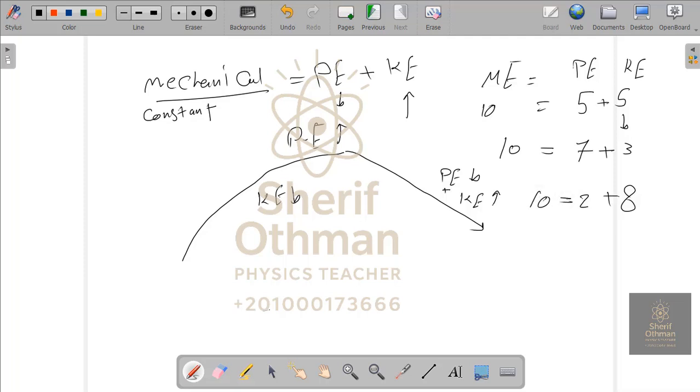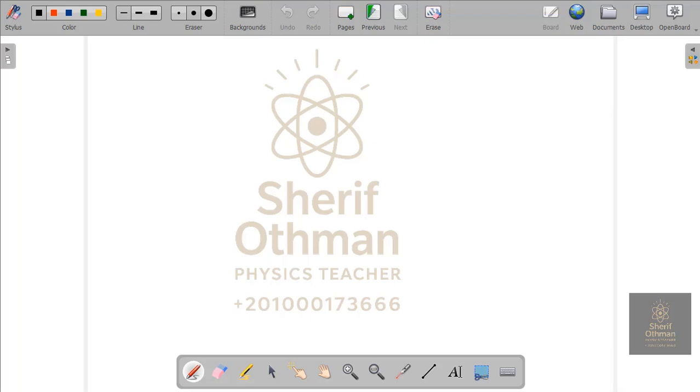For an example, guys, let's study the pendulum. The pendulum is a mass which is attached to a fixed point with a string, and this pendulum oscillates on both sides of a rest point. The rest point is the initial point through which the pendulum starts to oscillate.